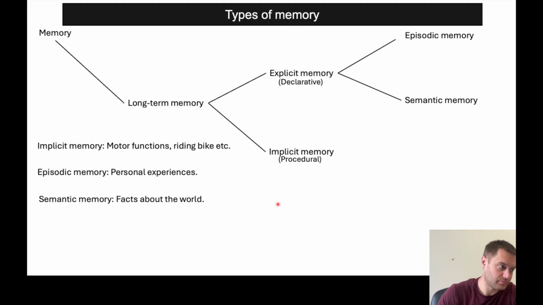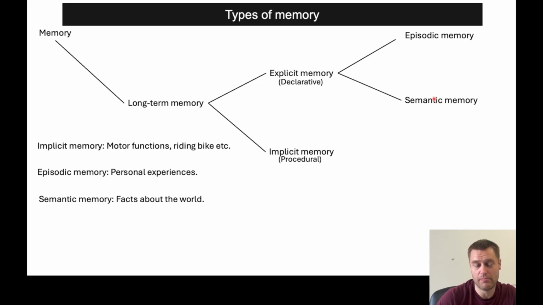So that's short-term memory. We also have long-term memory, which is defined by explicit and implicit memory. Implicit memory is procedural, like being able to ride a bike, being able to do a backflip, having the ability to automatically do something like tie your shoes. Whereas explicit memory, which is also called declarative memory, is further separated into episodic and semantic memory.